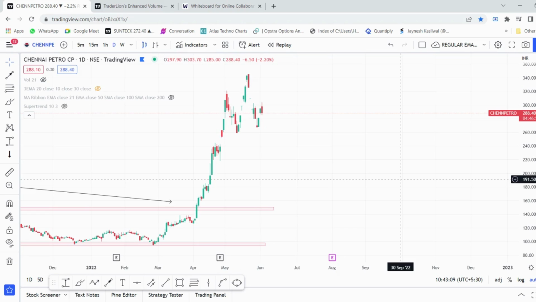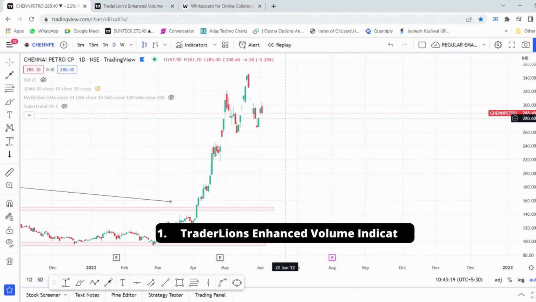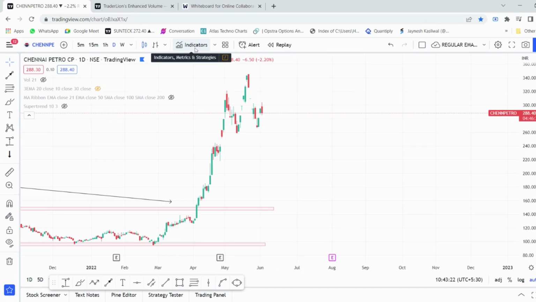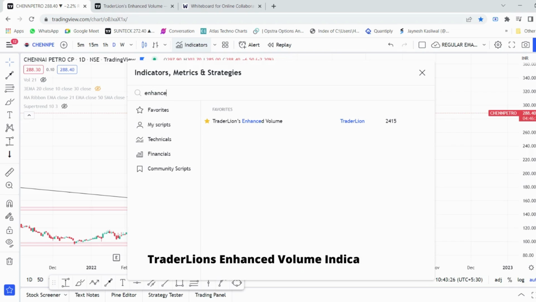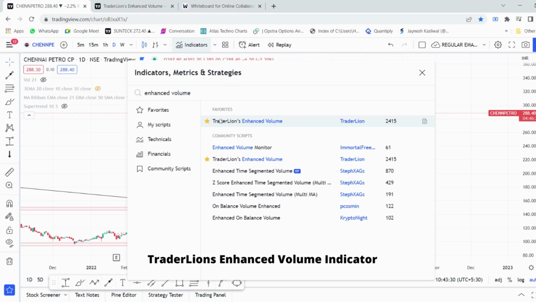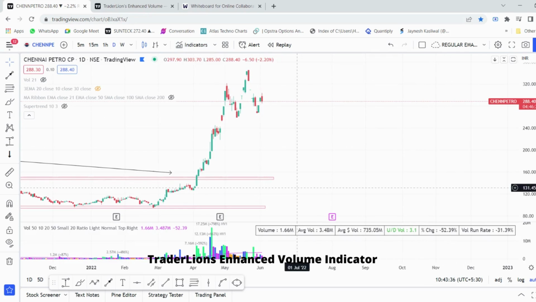And in today's video, we are going to understand a few hidden indicators that are present on the TradingView platform. The first indicator that I will be talking about is Trader Lion's Enhanced Volume Indicator. How do we apply that indicator? Go to the indicator section and type Enhanced Volume, and you will see an indicator known as Trader Lion's Enhanced Volume. We will click on that, and then the indicator gets plotted on the chart.